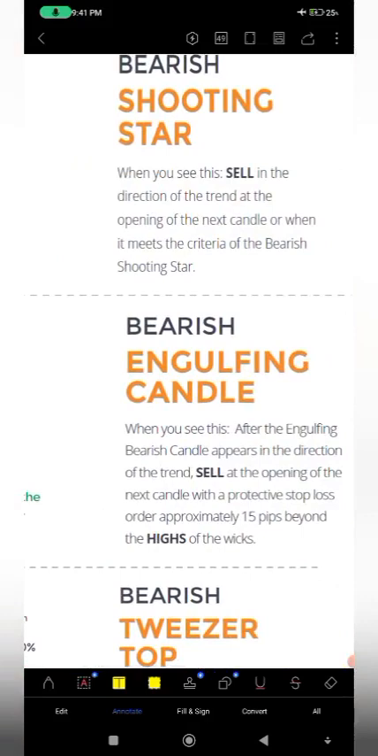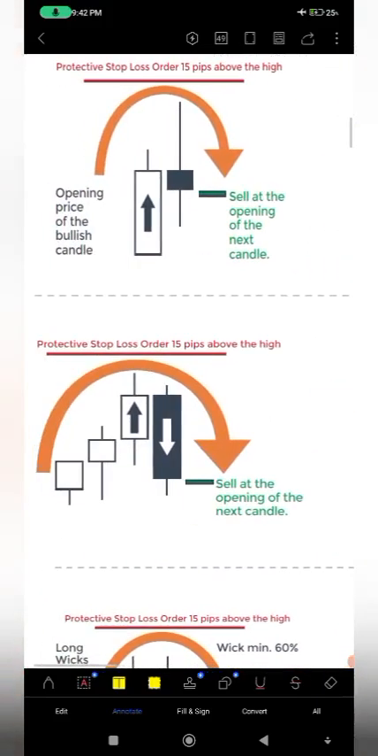So when you see this, after the engulfing bearish candlestick appears in the direction of the trend, remember we are all following the trend, sell at the opening of the next candle with a prospective stop loss order approximately 15 pips beyond the high of the week. So you set your stop loss beyond the high of the week of this particular candlestick pattern that you have seen, which is the engulfing pattern.